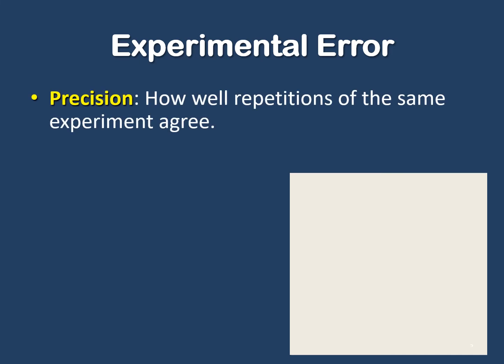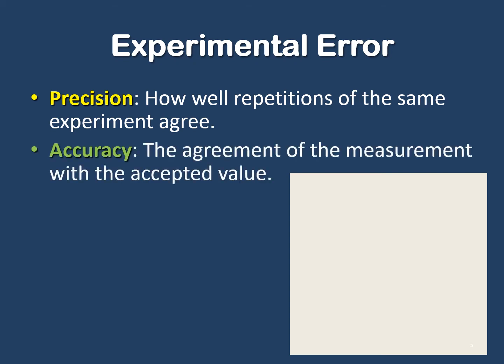Okay, let's talk about experimental error. We can use two different vocabulary words to describe error in an experiment, and they mean different things. Precision and accuracy often get confused as the same thing, but they are not. Precision is how well repetitions of the same experiment agree with one another. This means if I'm getting the same number every time I do the experiment, I am very precise.